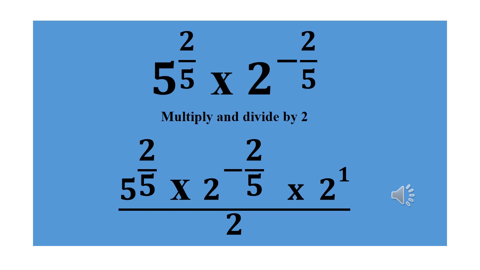From here we can multiply and divide everything by 2. We multiply by 2 first and we divide all by 2. So we now have 5 raised to power 2 over 5 multiplied by 2 raised to power minus 2 over 5. Then we multiply by 2, which is the same thing as 2 raised to power 1. Then all divided by 2.